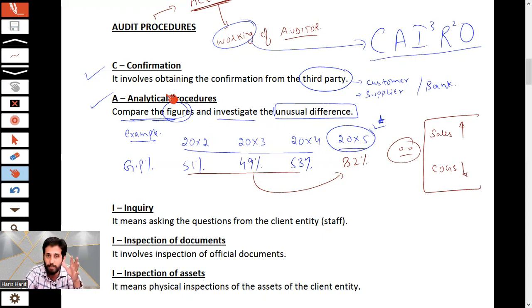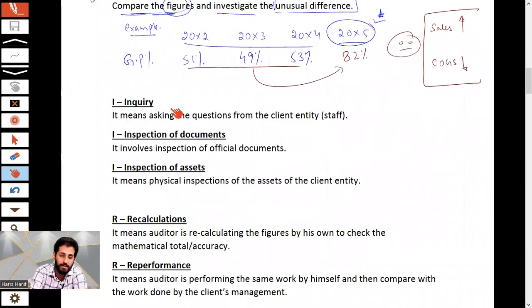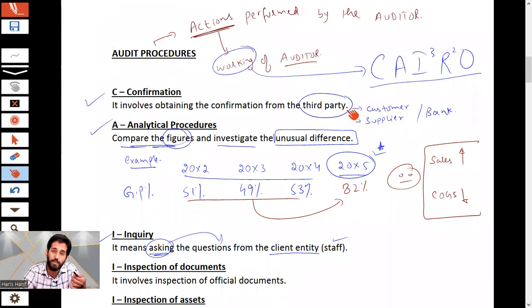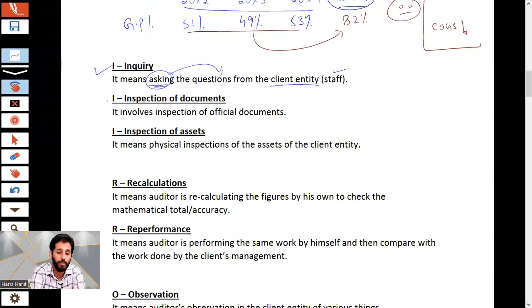Confirmation, analytical procedure. Then inquiry. Inquiry means asking questions of the client entity staff. For example, you ask me, Mr. Harris, what is your bank balance? And I have told you that $10 million, this is inquiry. And if you do not believe it, you can confirm it from the bank. That is confirmation.